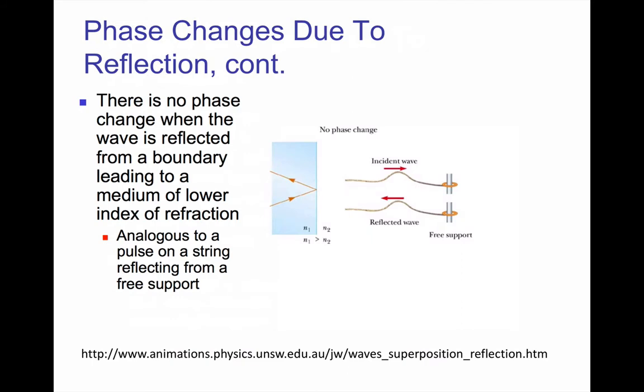But if the wave on the string reflects off a free end of the string, the return pulse is the same way up as the incident pulse. There has been no phase change. In the same way, a light beam travelling through a high refractive index reflects off a boundary with a lower refractive index material with 0 phase change. Let's look at it happening to see what this means.